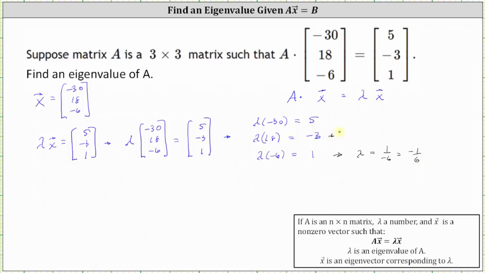For the second equation, if we divide both sides by 18, we have lambda equals negative 3 divided by 18, which is negative 1/6. And for the first equation, if we divide both sides by negative 30, we have lambda equals 5 divided by negative 30, which is also negative 1/6. So to answer the question, an eigenvalue for matrix A is lambda equals negative 1/6.